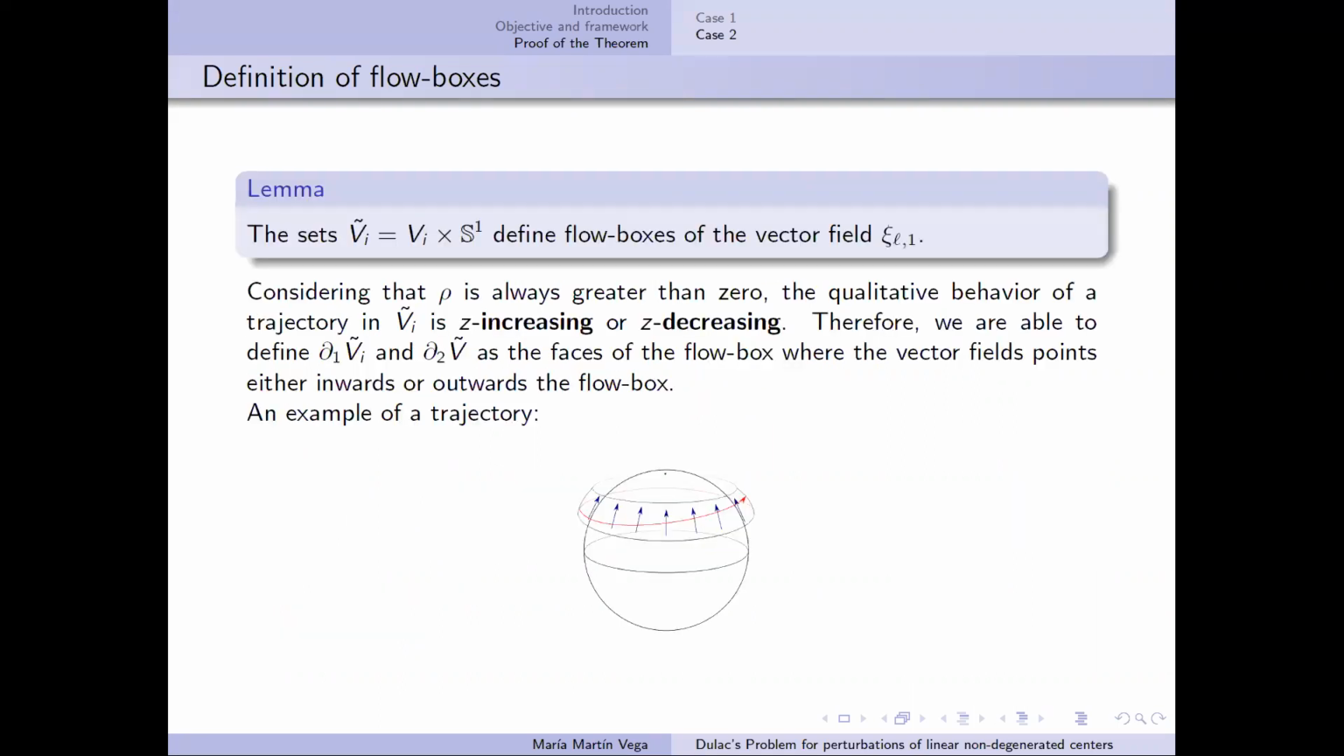So after some computations, we find this lemma: the sets that are just the boxes that we saw before, times the angular dependence, define flow boxes of the analytic vector field for L large enough. And this is a consequence of rho being always greater than 0, that is, not reversing the trajectories. We find that in these boxes, z is increasing or decreasing, and the trajectories behave something like this inside the box. They are twisting the divisor, and z is always increasing or decreasing, that is, monotonic inside. Another particular thing is that it has two faces, an upper and a lower face, and in one of these the vector field is pointing inwards the flow box, and in the other it is pointing outwards.